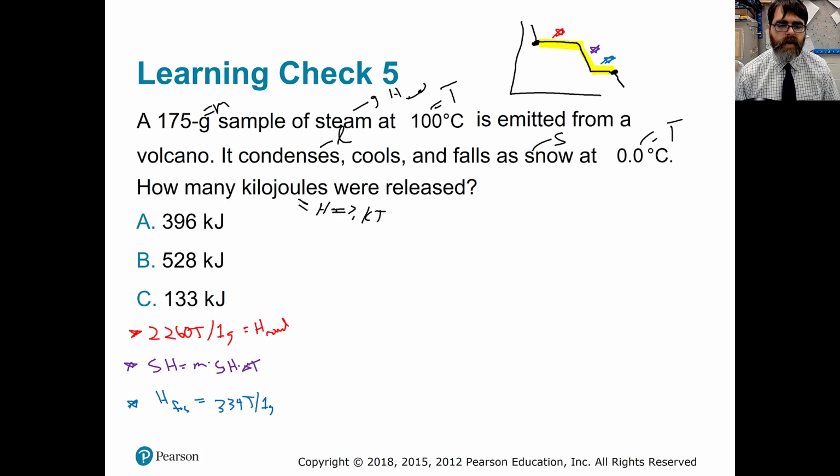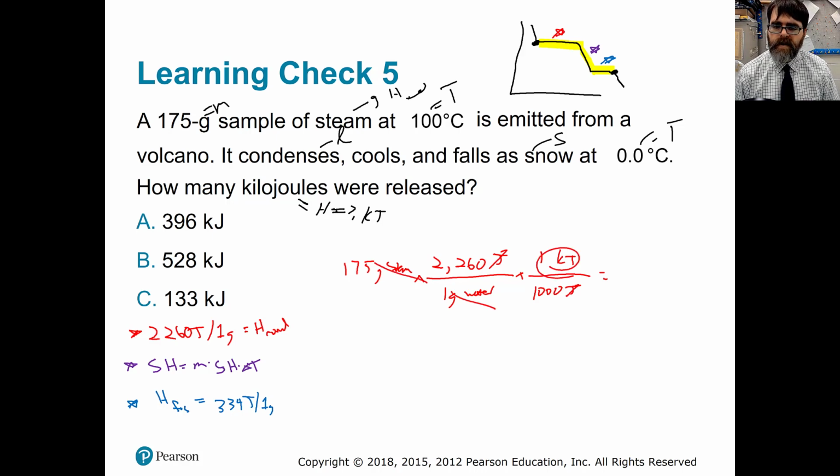So taking each of those one at a time, we know that we have 175 grams of steam or gaseous water, and we know that 1 gram of water releases 2,260 joules, and we want this in kilojoules, so of course there's 1,000 joules in 1 kilojoule. And then the joules cancel out, the grams cancel out, and we're left with kilojoules, which is what we're expecting, and that gives us 396 kilojoules.